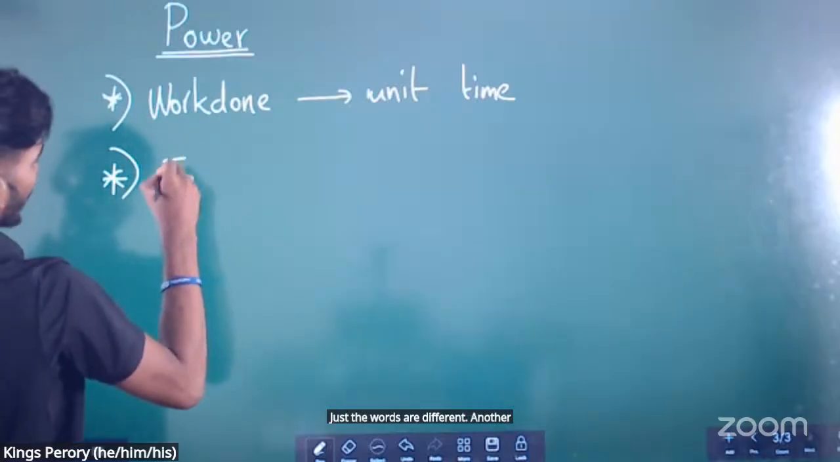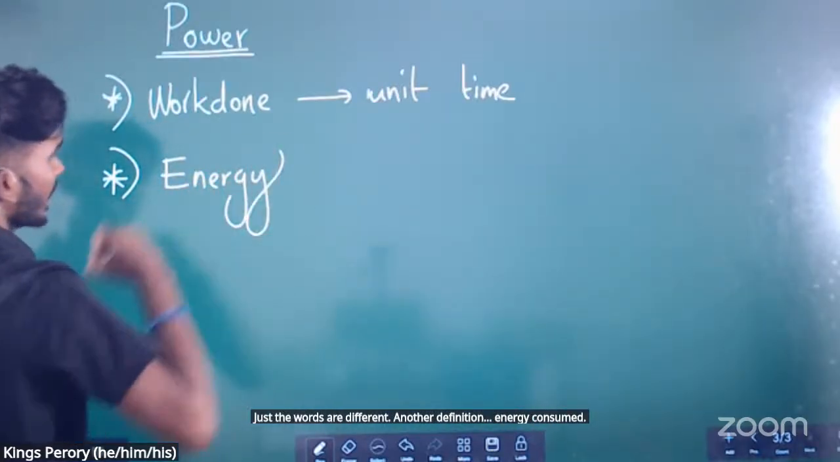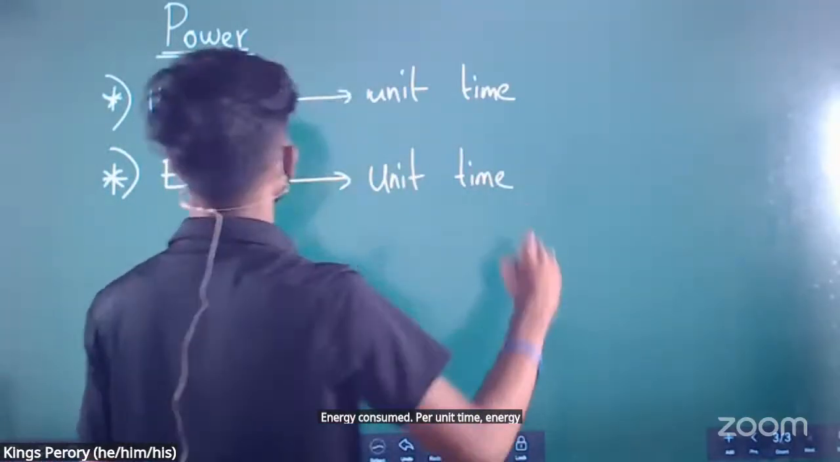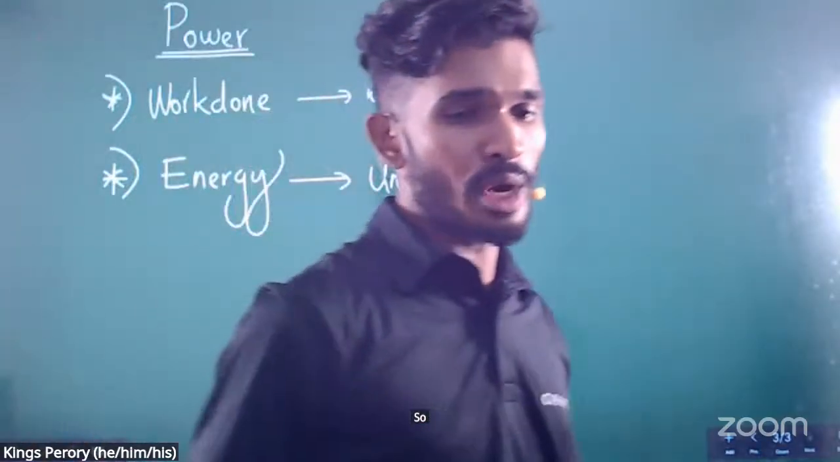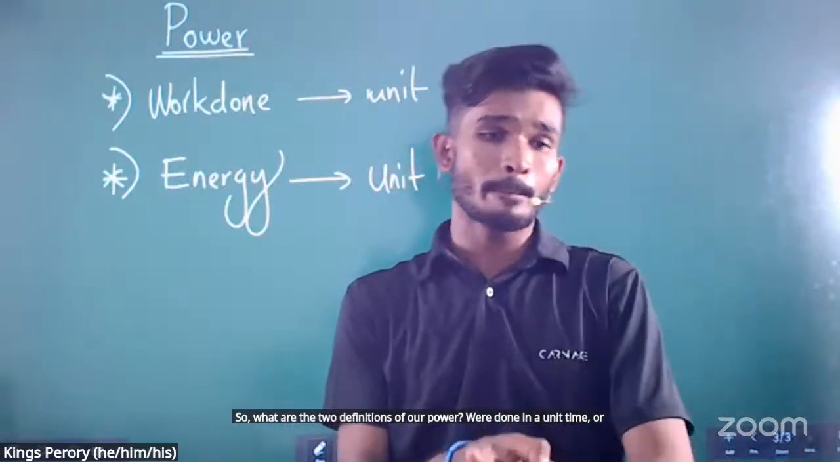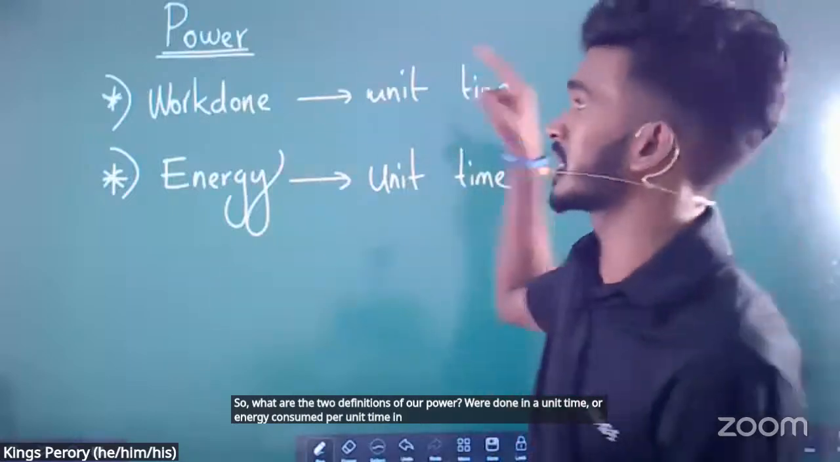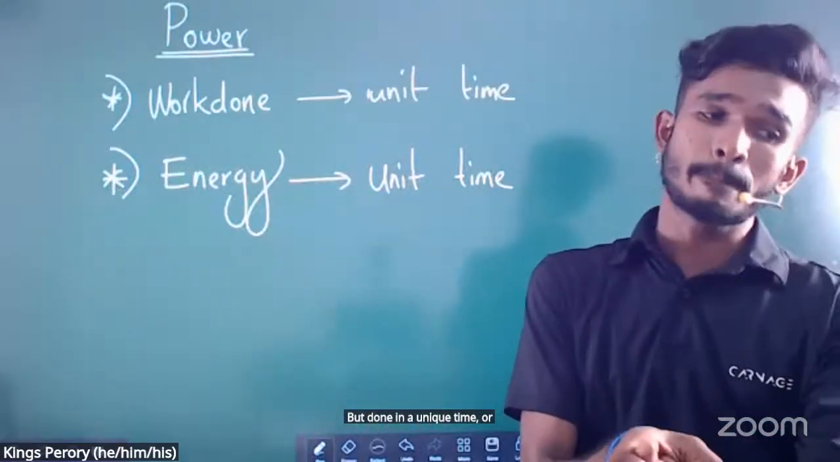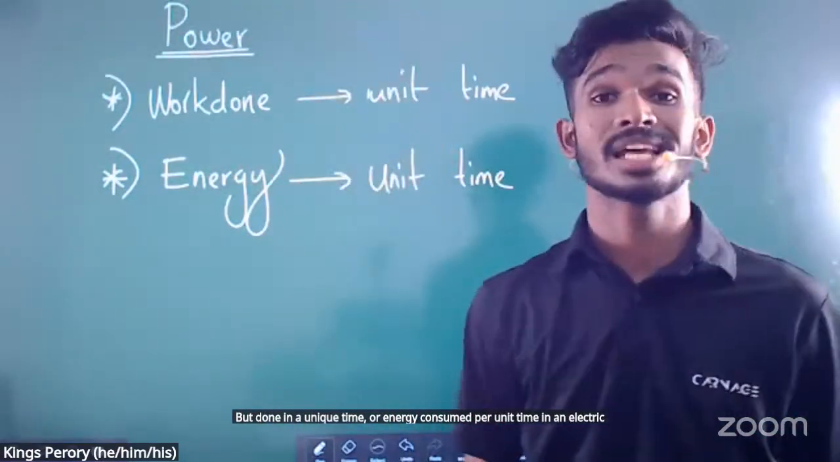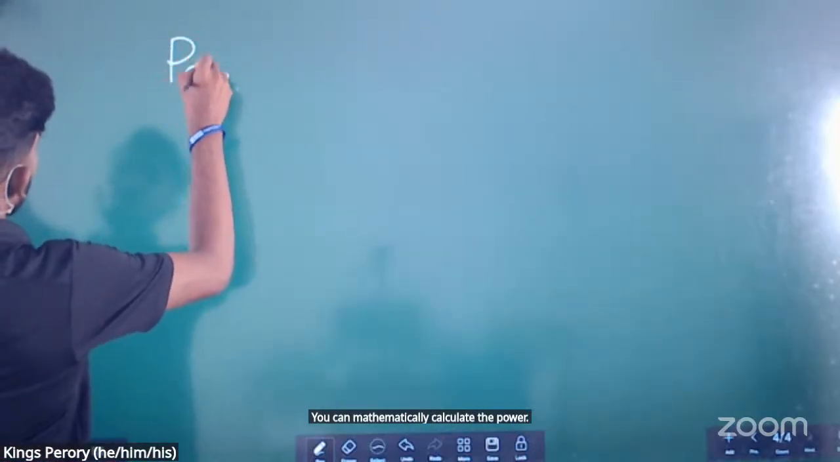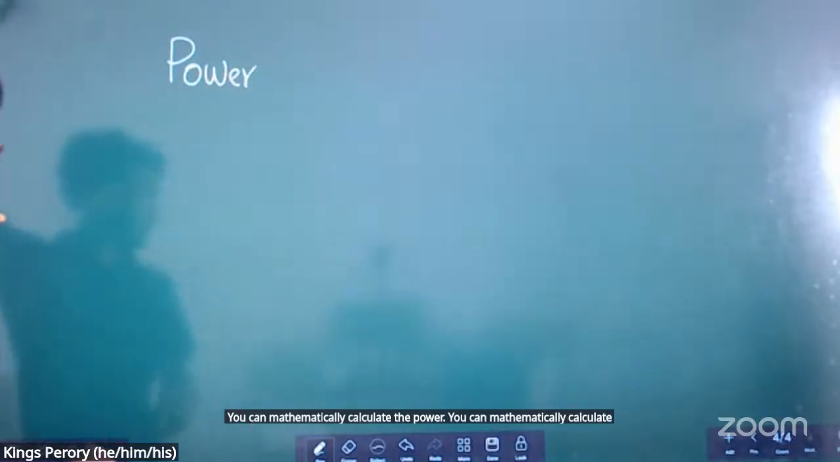Another definition: energy consumed per unit time, power. So what are the two definitions for power? Work done in a unit time or energy consumed per unit time in an electric appliance is the power. You can mathematically calculate the power.